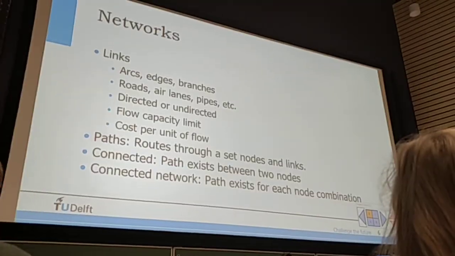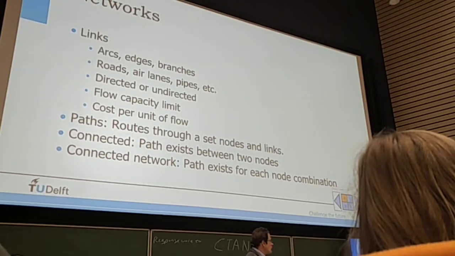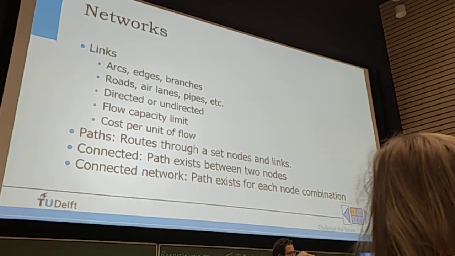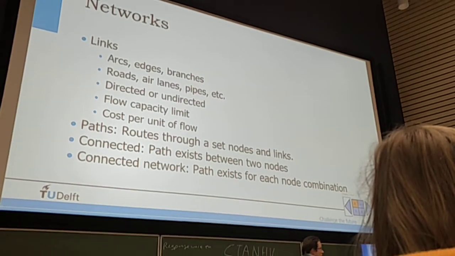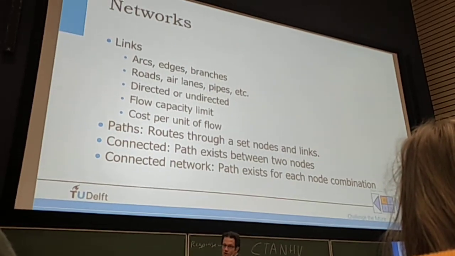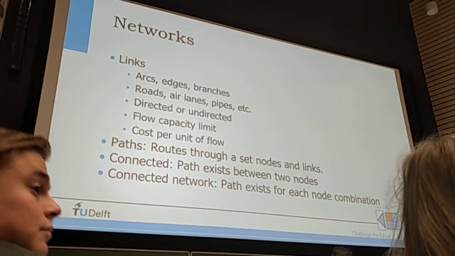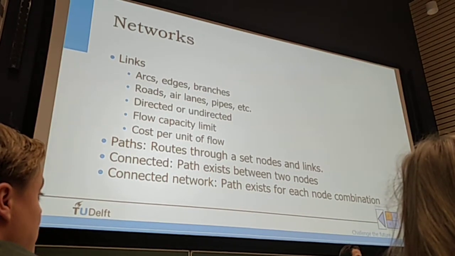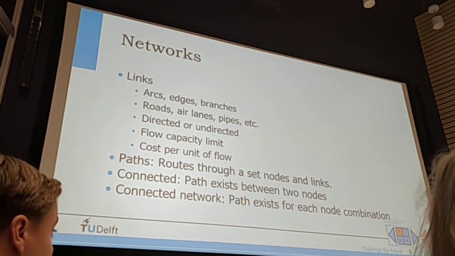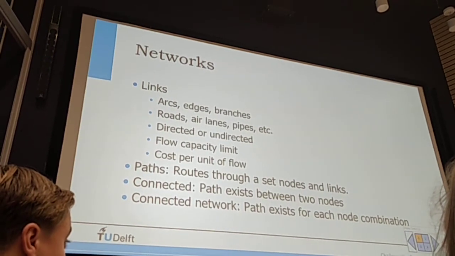Then we have a path, which is a route that connects through the nodes from one node to another node. So we have the path from O to T, which goes through a number of nodes. That's a path. We can have multiple paths. If we have a connected network, that means that a path exists between two nodes. If it's not connected, then there's no path there. And if it's a fully connected network, then each node combination has a path running between them. Yep, so these are the basic elements of a network.